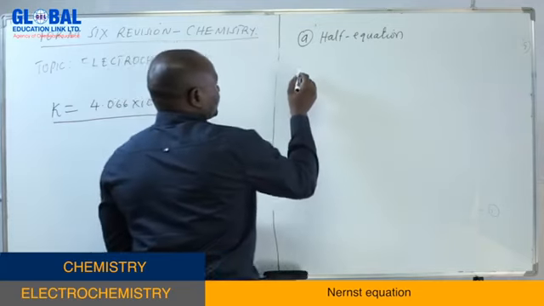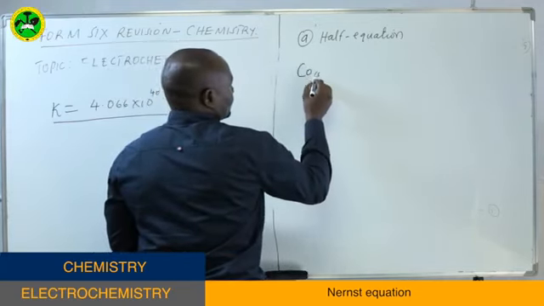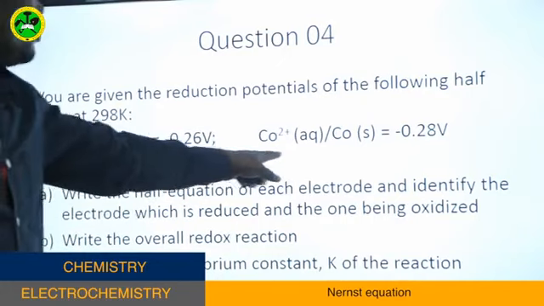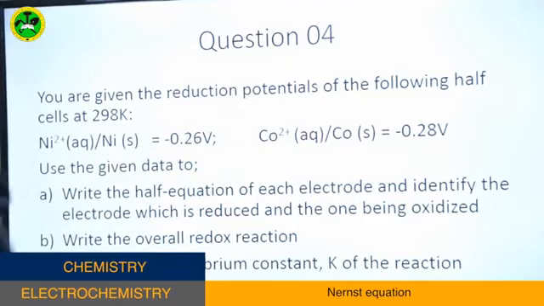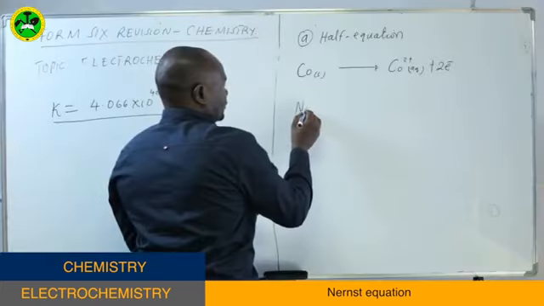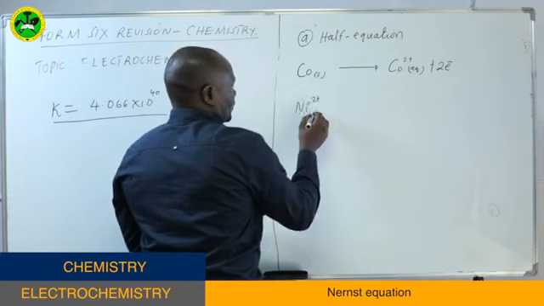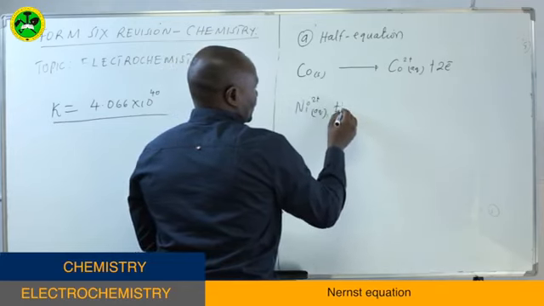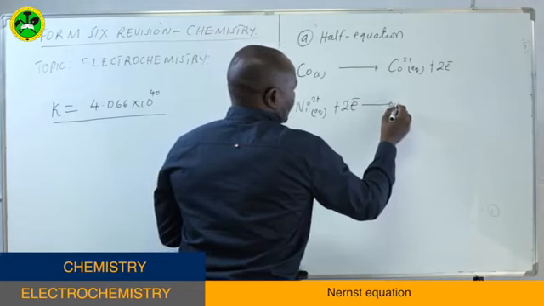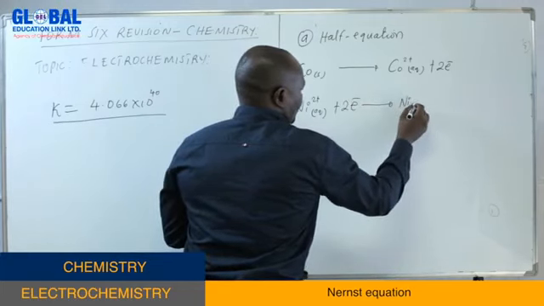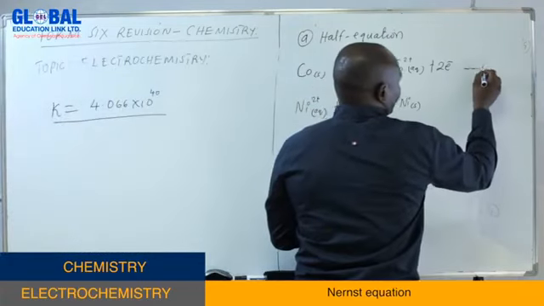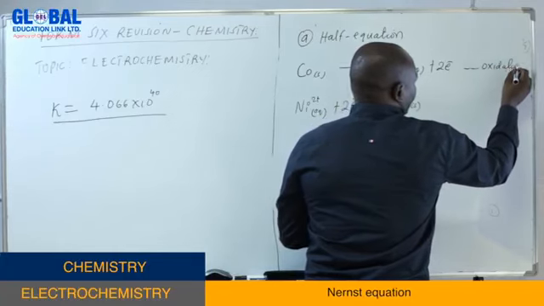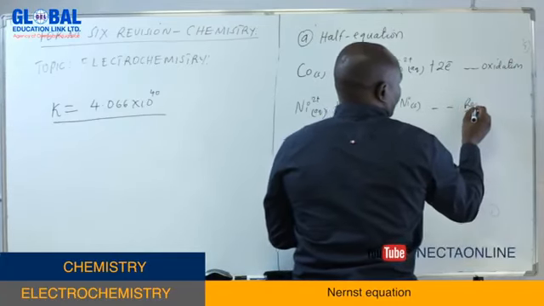So cobalt undergoes oxidation into cobalt 2 ions, plus 2 electrons. So nickel is the one that undergoes reduction. So these are the two half equations showing oxidation and reduction. So this is oxidation and this is reduction.